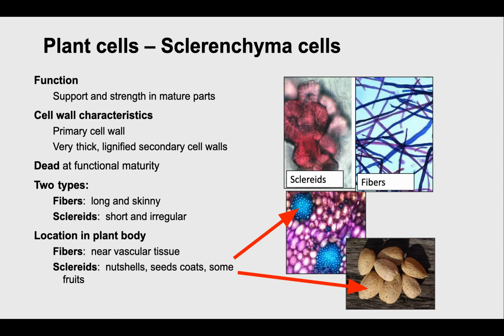Now, if we look at the location where these might be found, the fibers are going to be found near vascular tissues, keeping the vascular tissue nice and structurally supported. And the sclerids are going to be found more exterior. So think of nutshells, seed coats, and some fruits, like the pears I mentioned, which provide that grittiness inside of the pear.